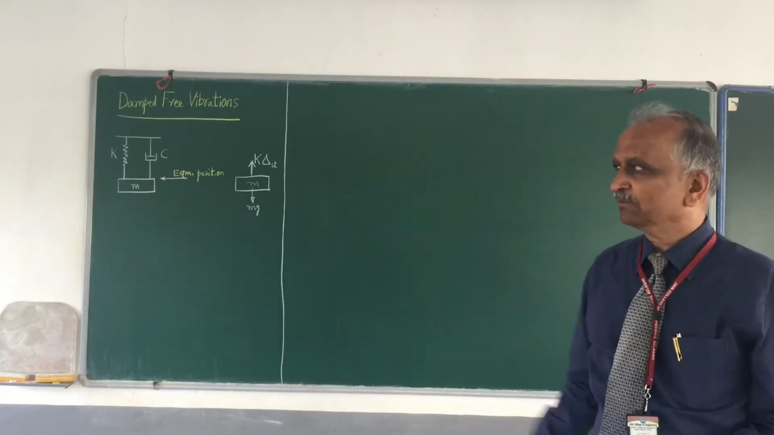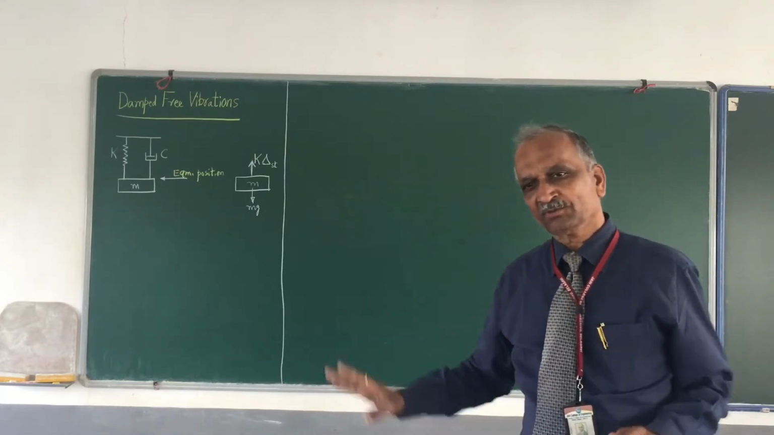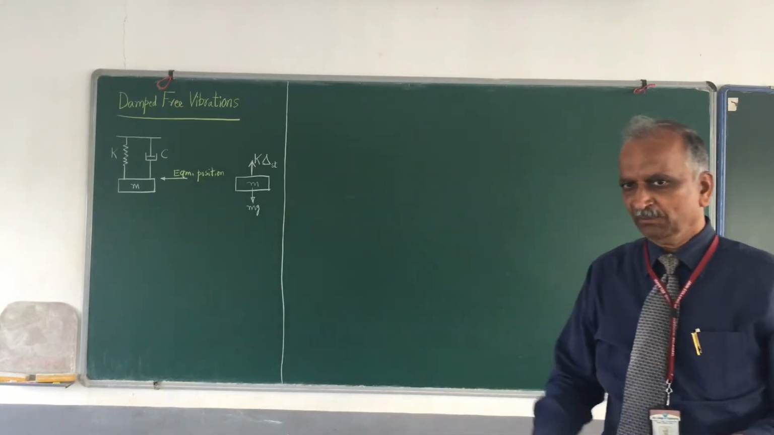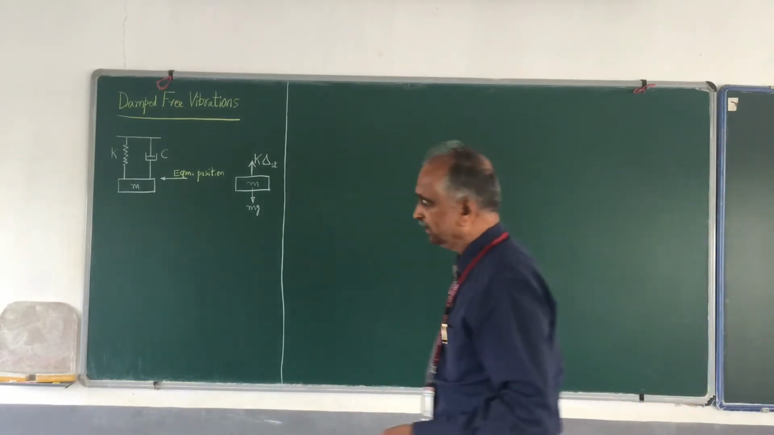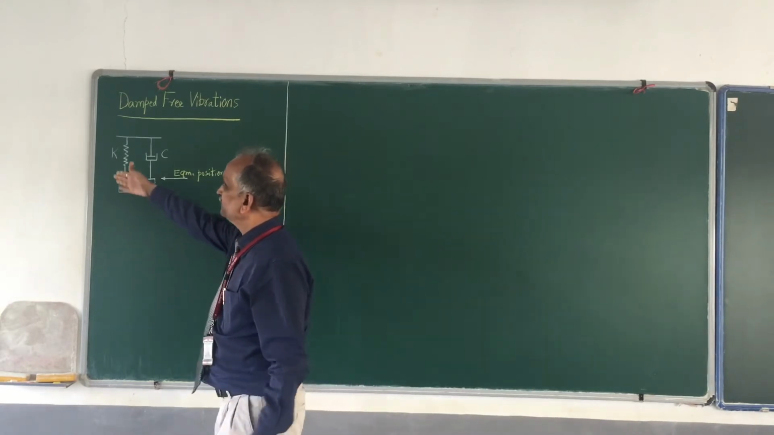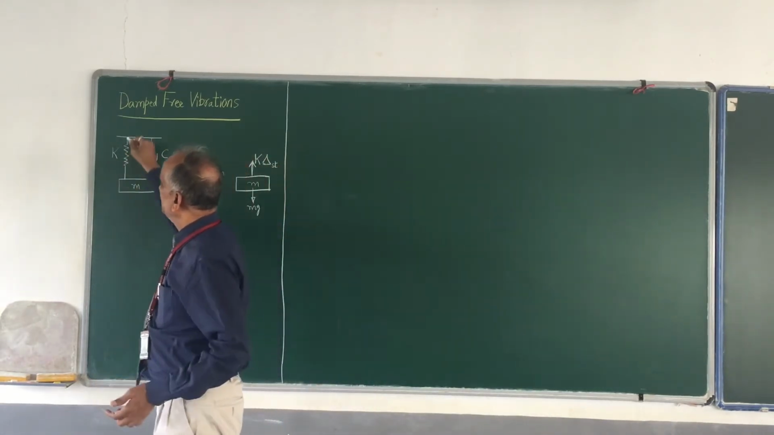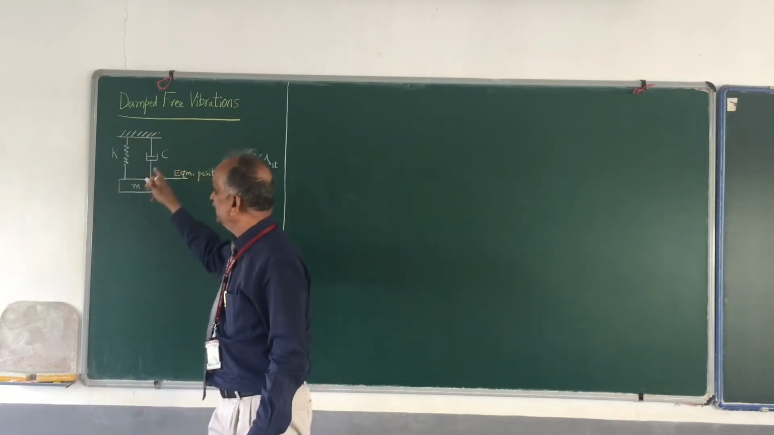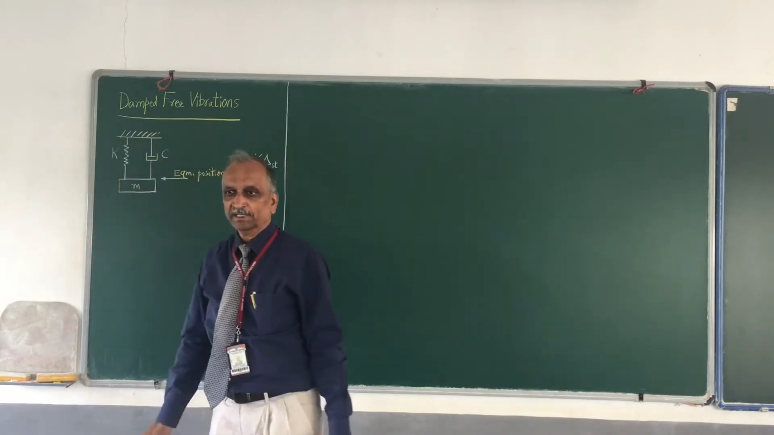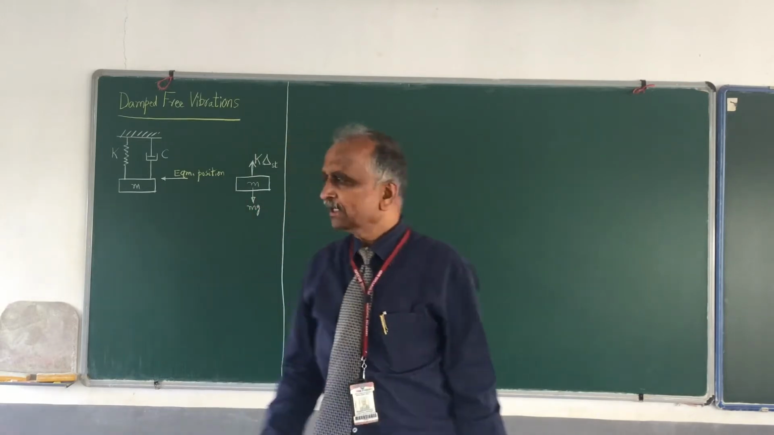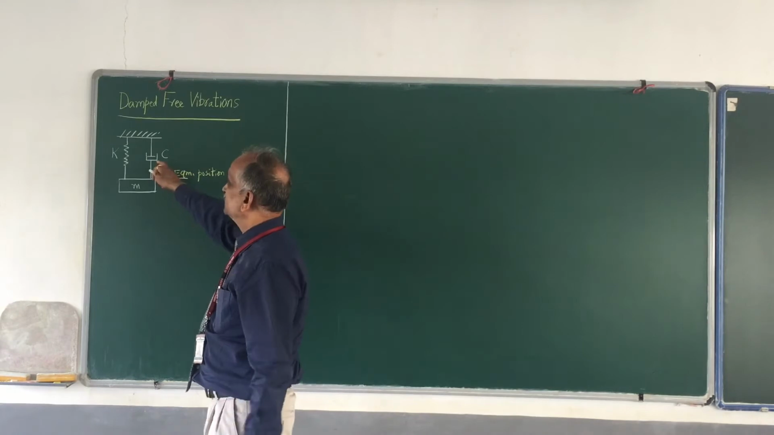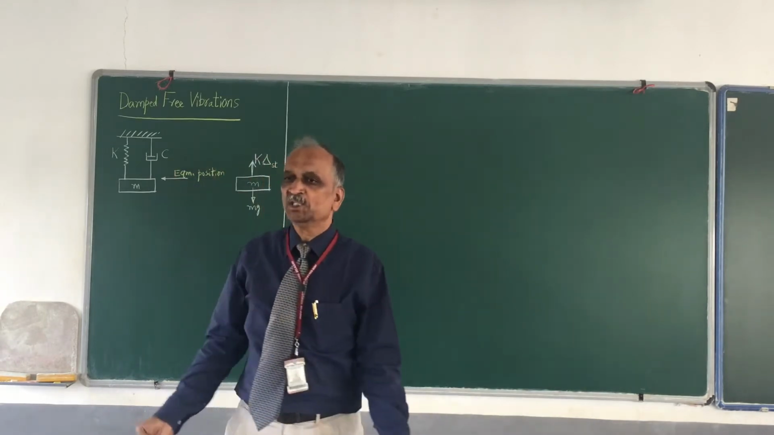Otherwise, you may not follow, and because of shortage of time, I also don't want to keep on repeating the previous things. I shall straight away proceed. I have taken a single degree of freedom system, and it is a damped system. I have a component called a damper, and that is also called a dashpot. So a viscous damper is also called a dashpot.